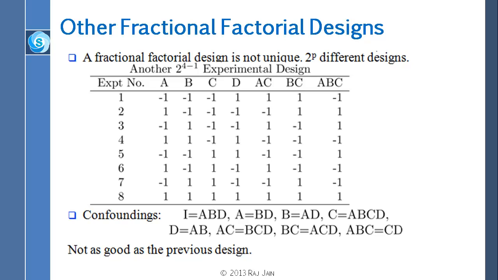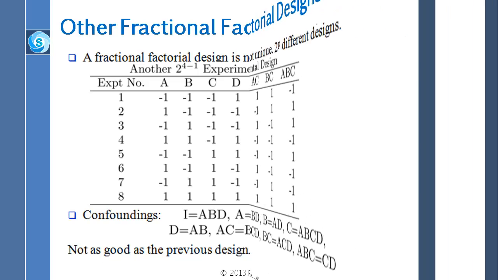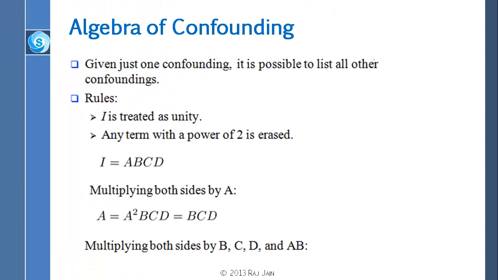So, algebra of confounding: how do you find out that whole set? Well, it is very simple. You can write down any confounding that you know about and then multiply by one factor at a time, or two factors, or whatever you want to multiply by. The only rule is that the square equals 1. So if you write down I equal to ABCD, multiply both sides by A, you get A equal to A square BCD. A square is 1, so you get BCD.